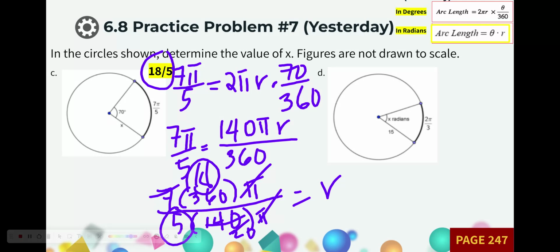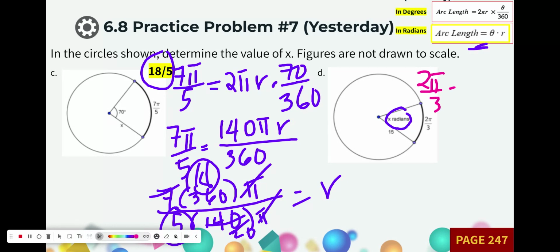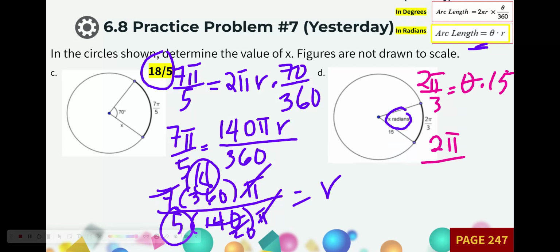Okay, next. For the next one, letter D, you're going to use the arc length because it's in radians. Let me change my color so it won't mess up. The arc length is 2 pi over 3 equals theta, which is unknown, times 15, which is the radius, right? So cross multiply, that would be 2 pi over 45, 3 times 15, equals theta. So that's the answer.